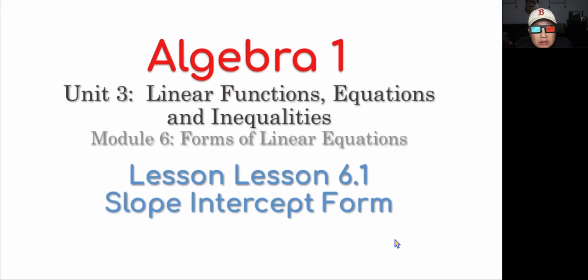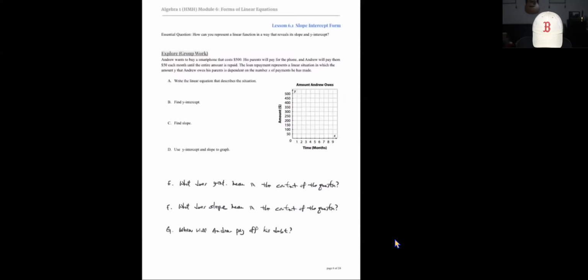Algebra 1 lesson on 6.1 slope intercept form. I said that we're having a lesson on 6.1. Okay, 6.1. Essential question: How can you represent a linear function in a way that reveals its slope and intercept? Okay, before we start, let's do some exploration group work.